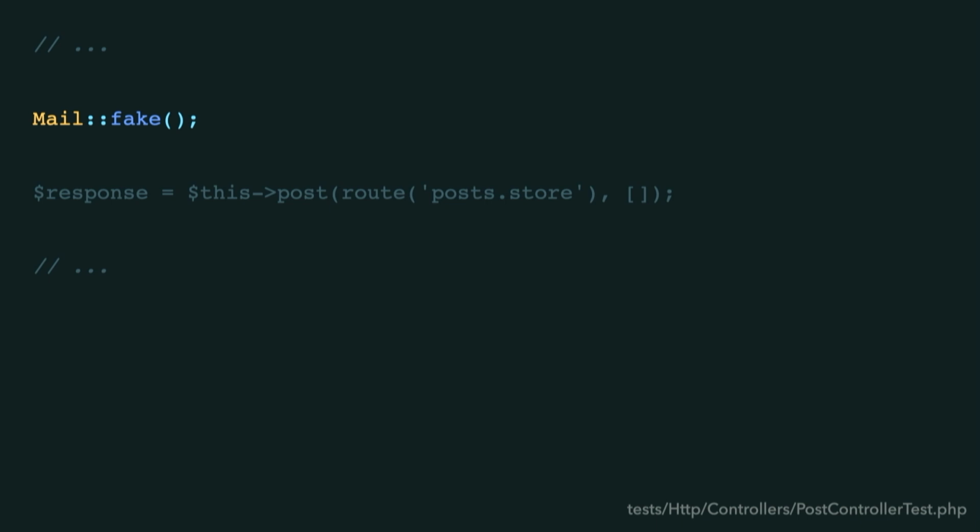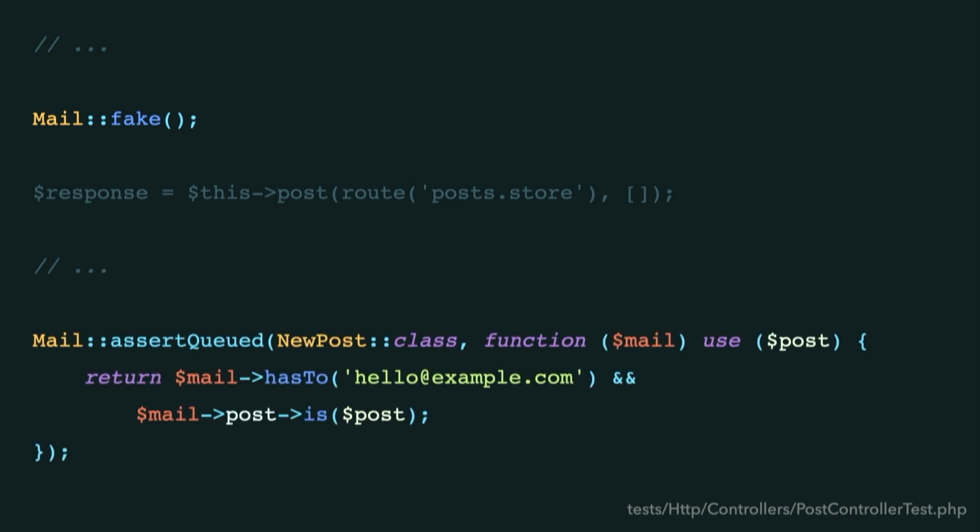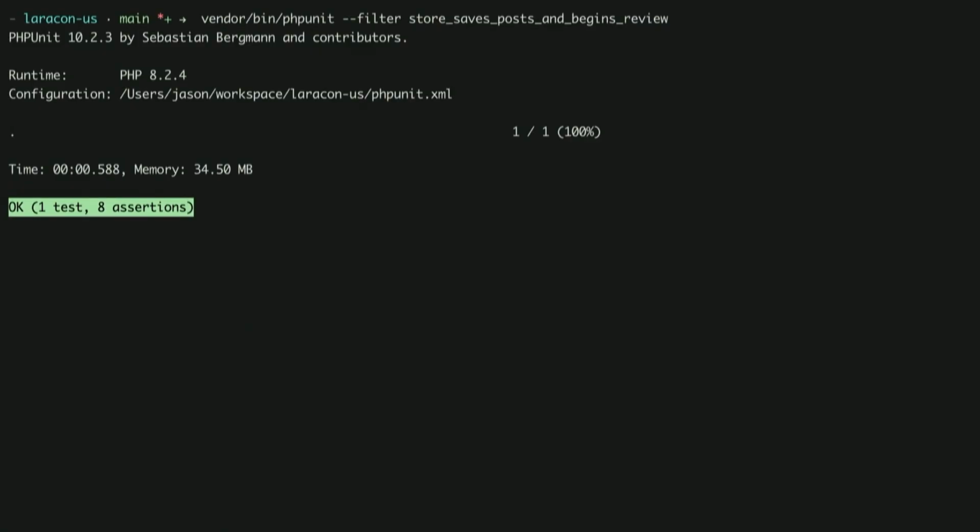After we've performed our action here of sending the request, we're going to make an assertion. In this case, assertQueued, the NewPost mailable, and a callback that makes sure that that instance got the data we expected, in this case, that new post that was created, and it was also sent to the email address that we created. Those things came from the config values, for example. So, not so scary. And when we run our test, we see that's passing.